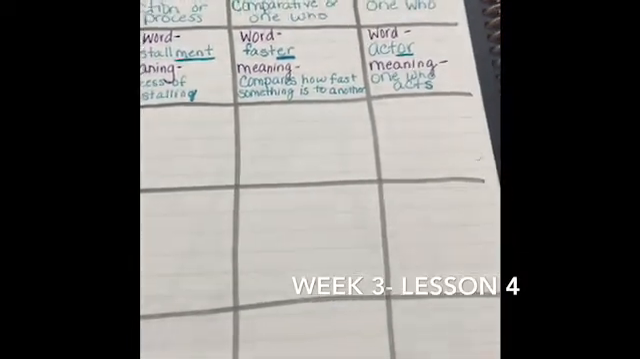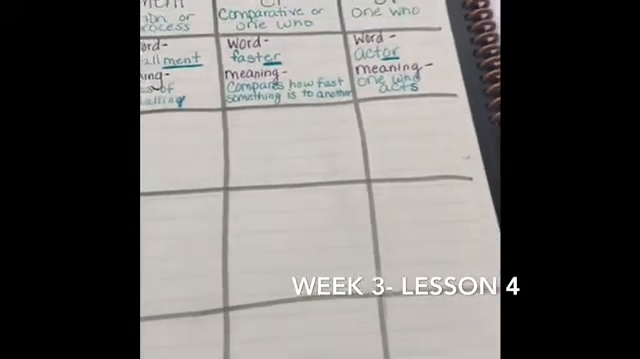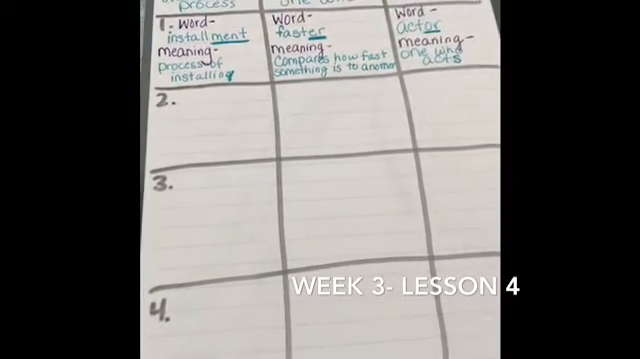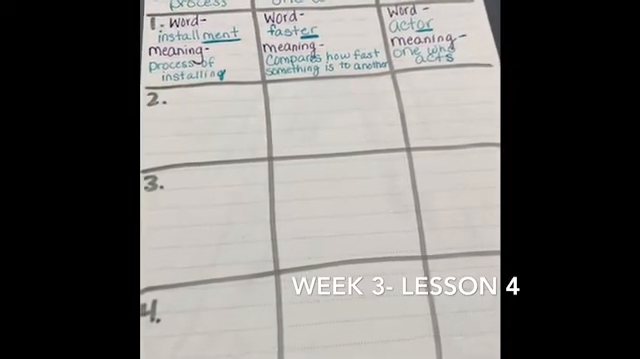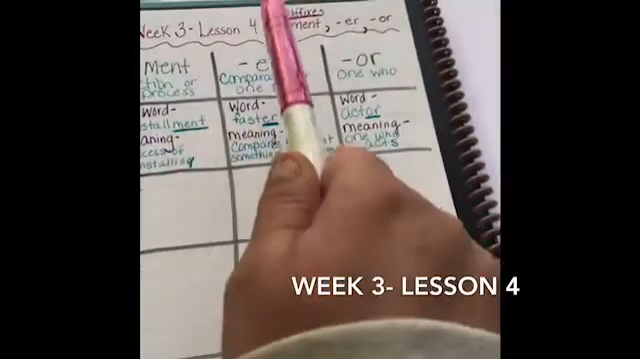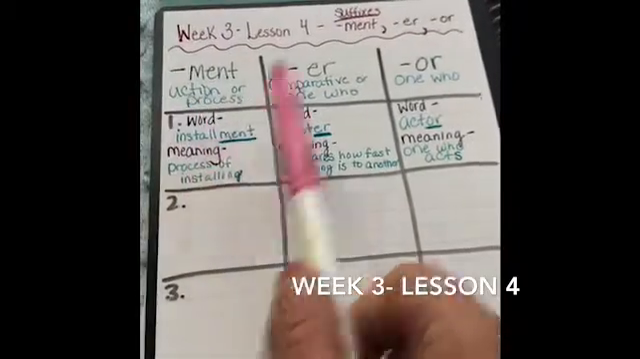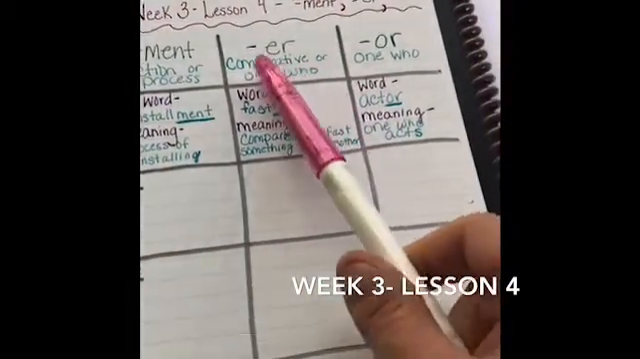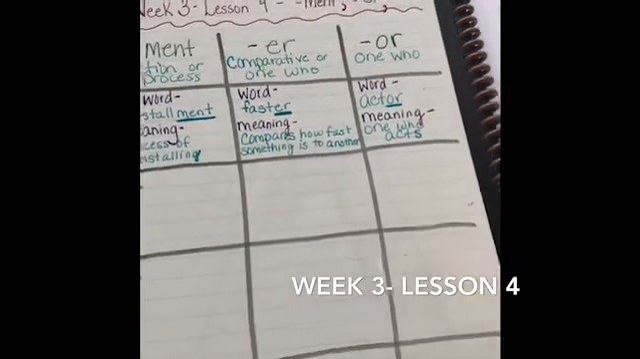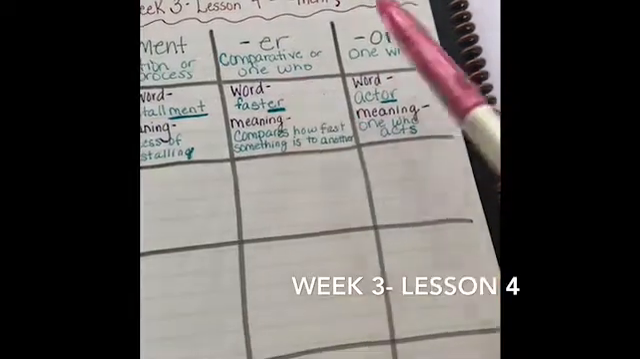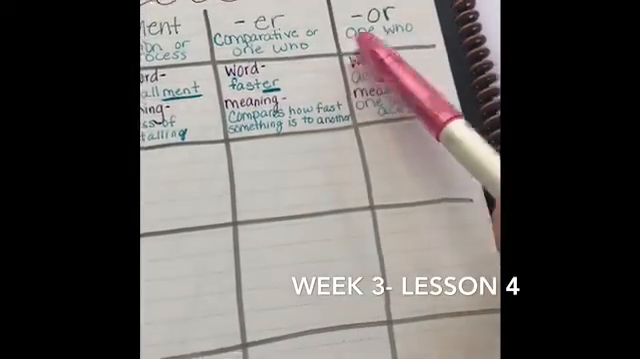In lesson 4 in week 3, you're asked to come up with 4 different words for each one of the suffixes and then write their meaning. So what I did is I made a 3-column chart with the different suffixes: ment, er, or. The suffix ment means action or process. The suffix er is a comparative where you're comparing two things, or it could mean one who, and the suffix or means one who.